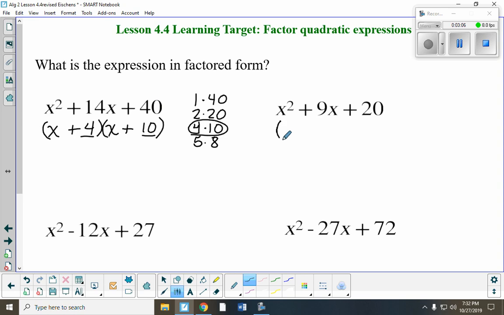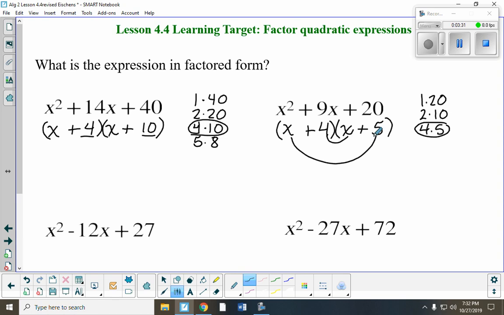equation. Here's another one. So x times x gives us x squared, and now we want factors of 20, and they have to be factors that add up to 9. 2 times 10, 3 doesn't go in there, 4 times 5. And so 4 and 5 will add up to 9, so we'll use those. And they're both going to be positive because 4x and 5x, the outer and the inner, would add up to 9x.